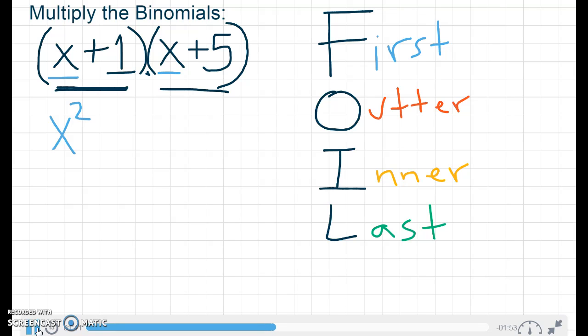The O means outer, so that means we multiply x times 5. These are the outside terms. So x times 5 would be 5x.